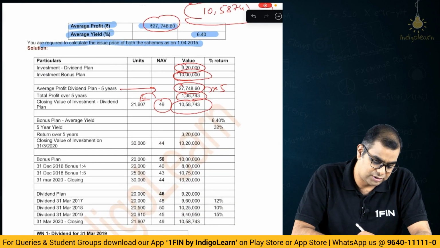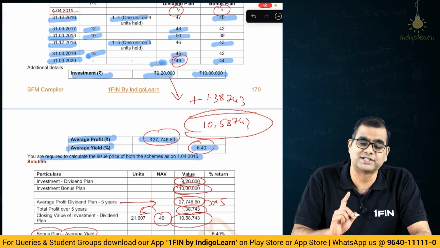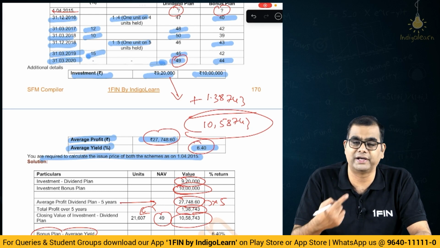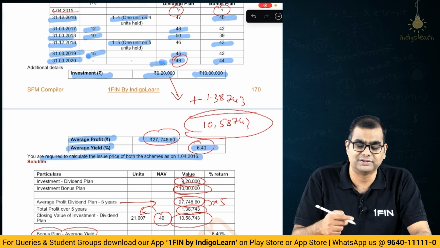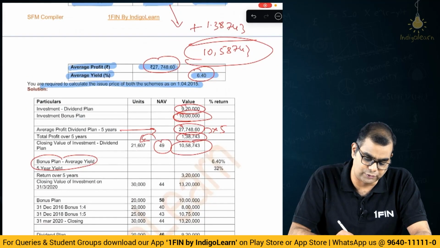Same way for the bonus plan, average yield is how much? 6.4%. What they said, 6.4% over 5 years. So per year it is 6.4. So for 5 years it is 6.4 into 5, which works out to 32.